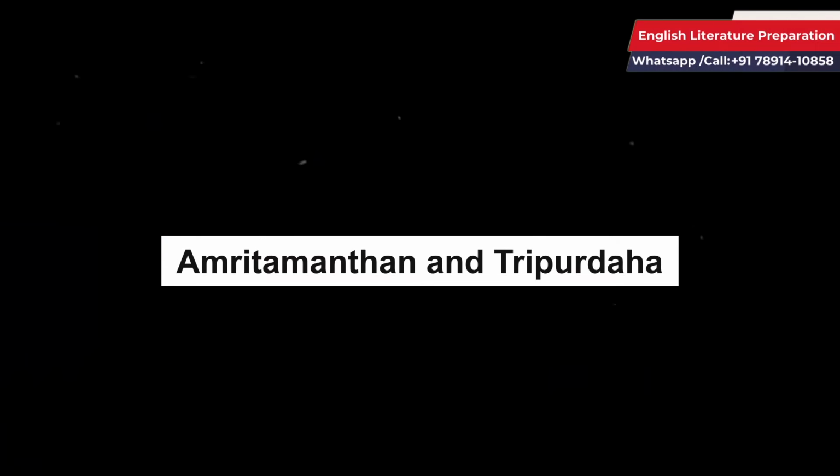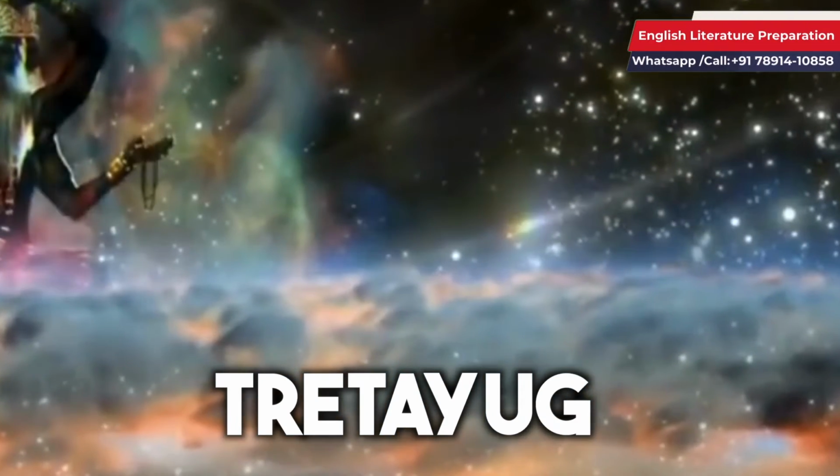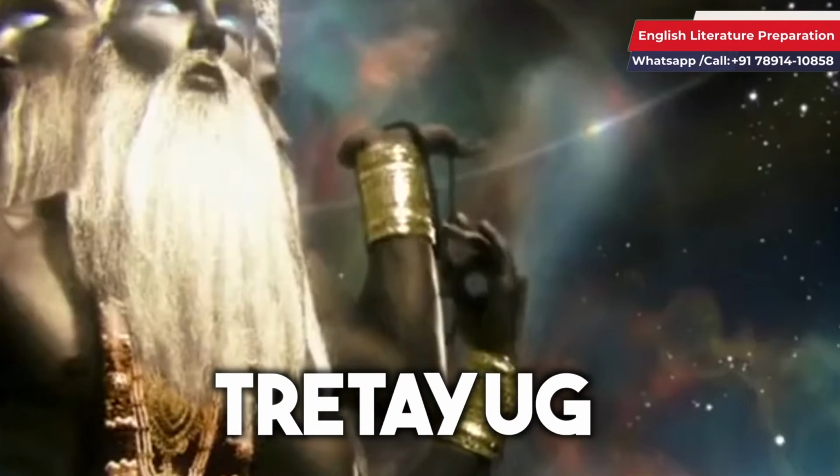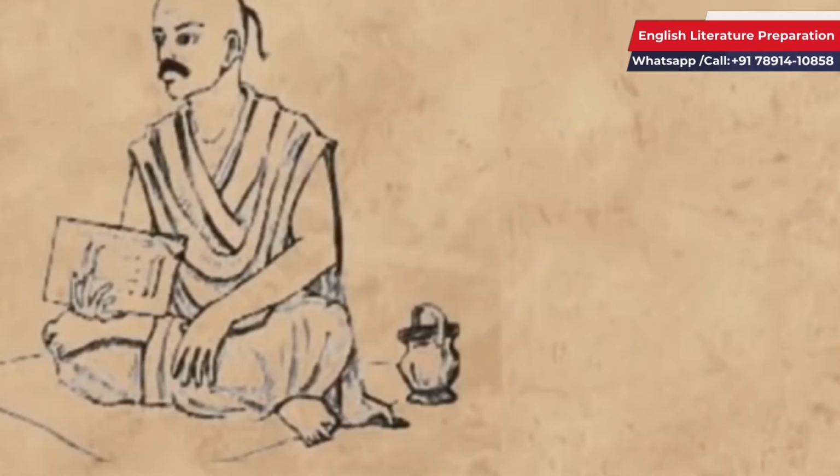Alright, so the first 2 plays that were staged at the flag ceremony of Indra were Amrita Mantha and Tripurda. Alright, so remember these 2 points. They can ask you in the examination which were the 2 plays that were staged during the flag ceremony of Indra. It was the Treta Yuga when all the kings under the leadership of Indra went to God Brahma. That was Treta Yuga at that period of time.